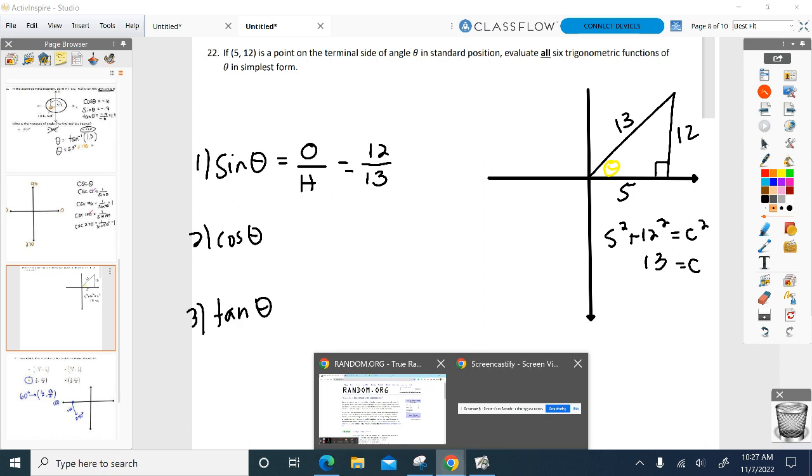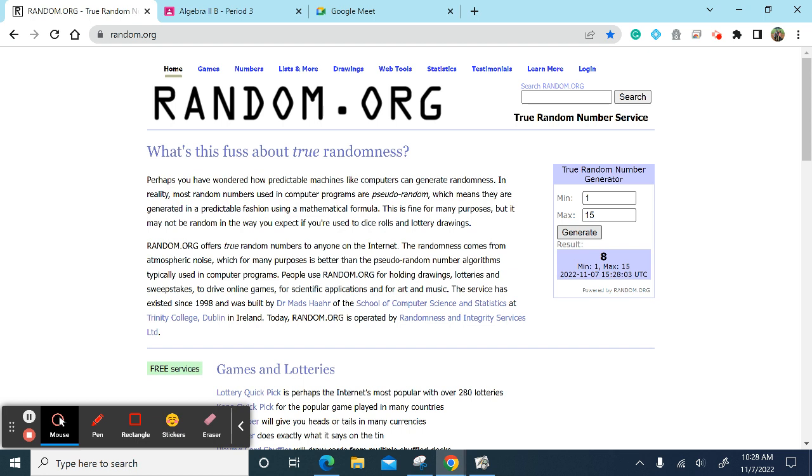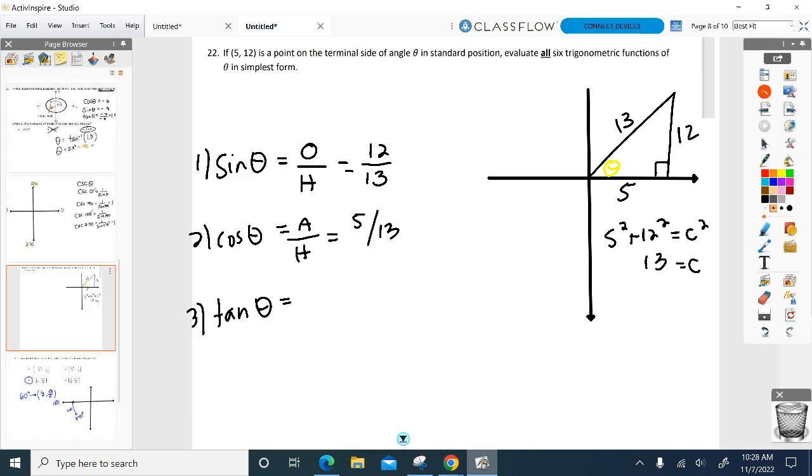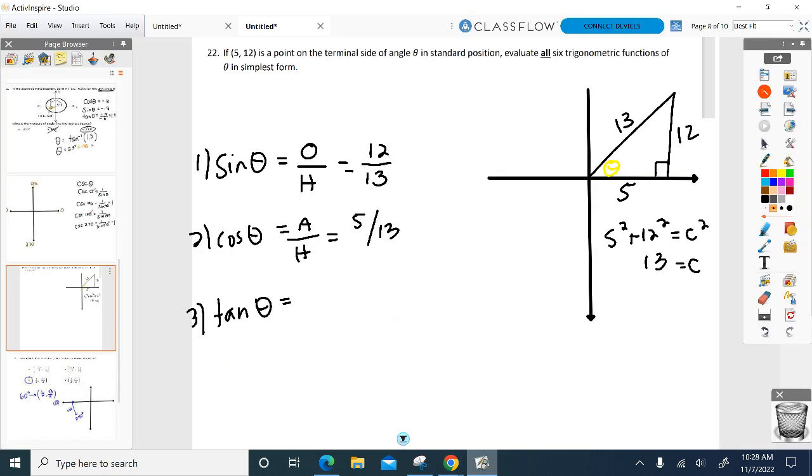Cosine. 4. Adjacent over hypotenuse. 5 over 13, good. How about tangent there, kids? 8. My luck ran out. 9. 12 over 5. Opposite over adjacent. 12 over 5, good work.